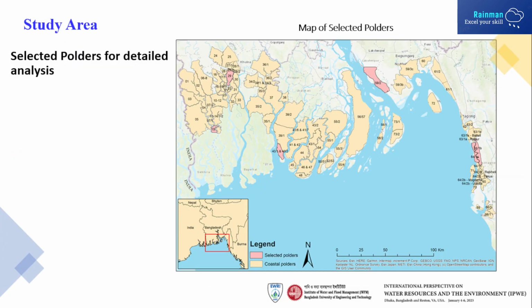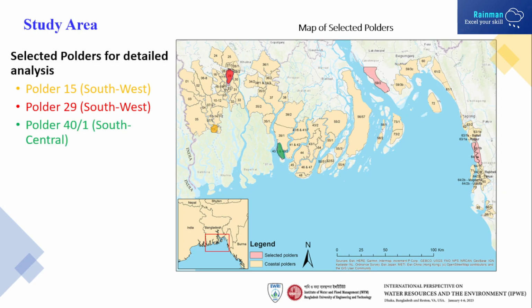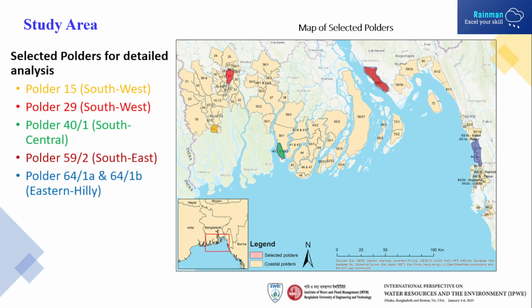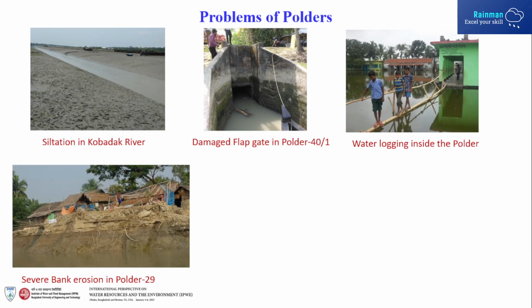This is our study area, and we have selected 5 polders in 4 regions. Polder 15 and 29 are in the Southwest region, polder 40/1 is in the South Central region, and polder 59/2 is in the Southeast. And last of all, 64/1A and 1B is a cluster of 2 polders. We consider 2 polders as 1 polder actually, and it is situated in the Eastern Hilly region.